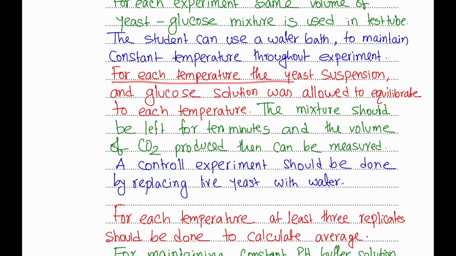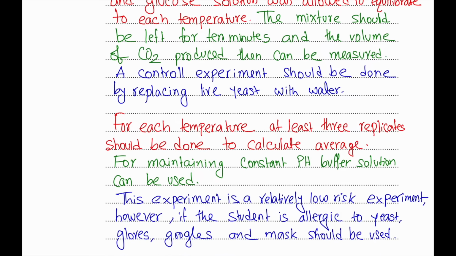For each temperature, the yeast suspension and the glucose solution are allowed to equilibrate to reach each temperature. After putting the mixture together, the mixture should be left for 10 minutes and the volume of the CO2 produced can then be measured. A control experiment should be done by replacing the yeast with water.